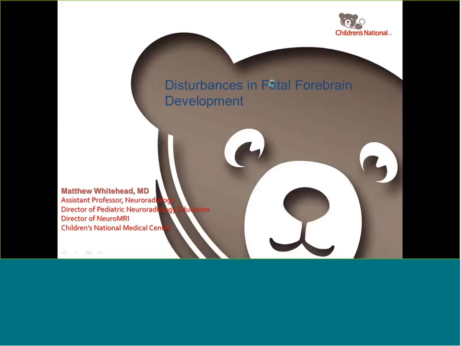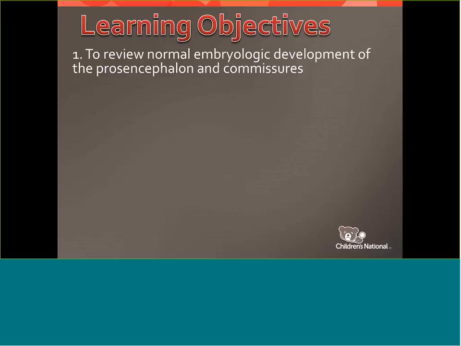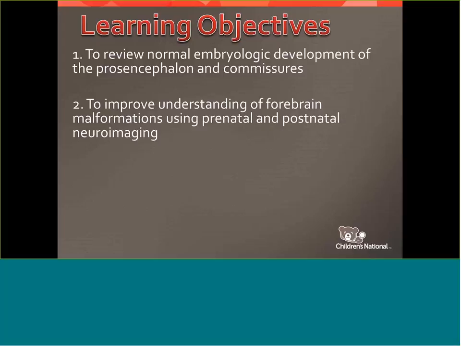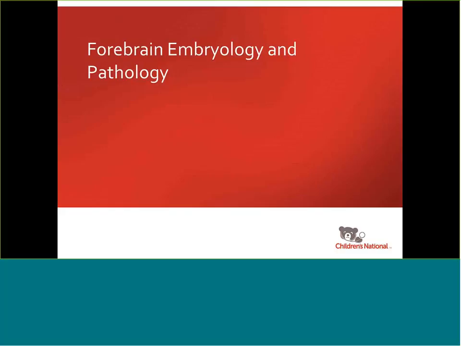Okay. So, again, talking about the fetal forebrain and its development, I have no disclosures. That slide got omitted. So my objectives would be to review normal embryologic development of the prosencephalon and commissures, and use imaging, mainly pre- and postnatal imaging, to improve our understanding of forebrain malformations. Mainly I'll concentrate on the holoprosencephaly spectrum, but also discuss some other diseases with forebrain malformations, some other syndromes.